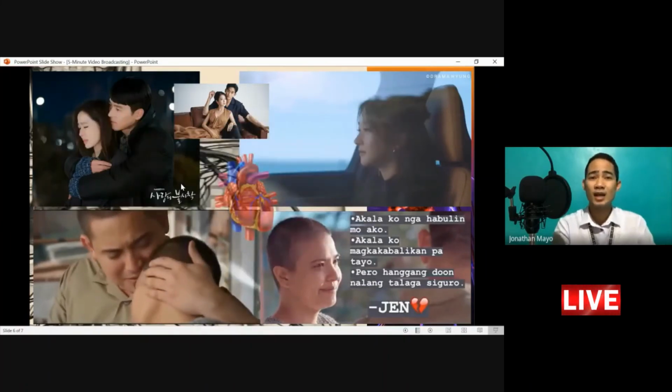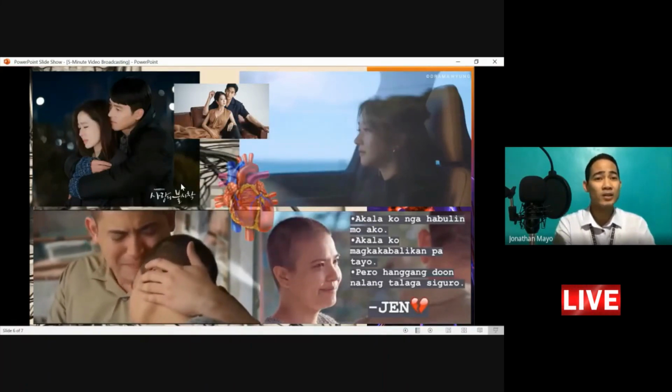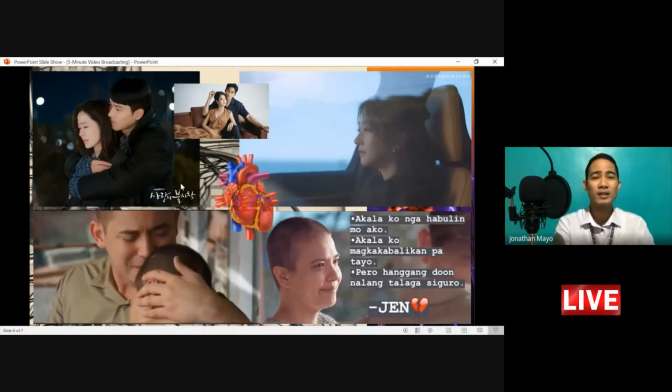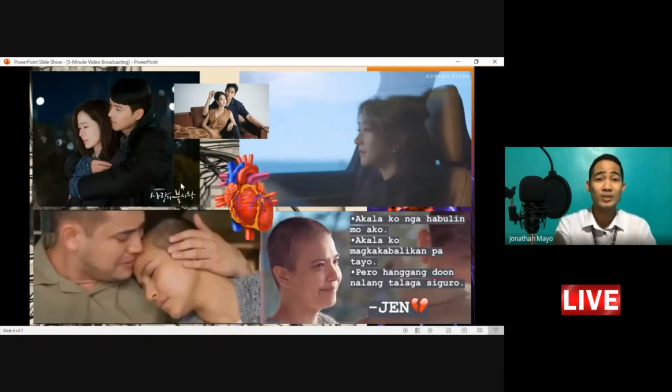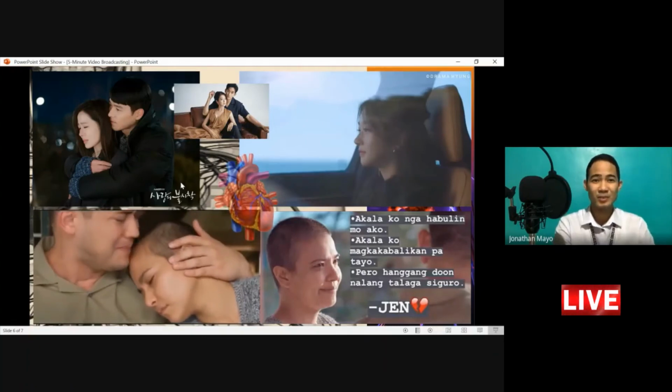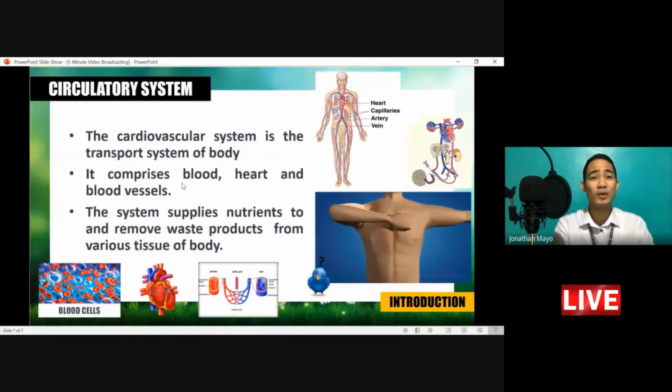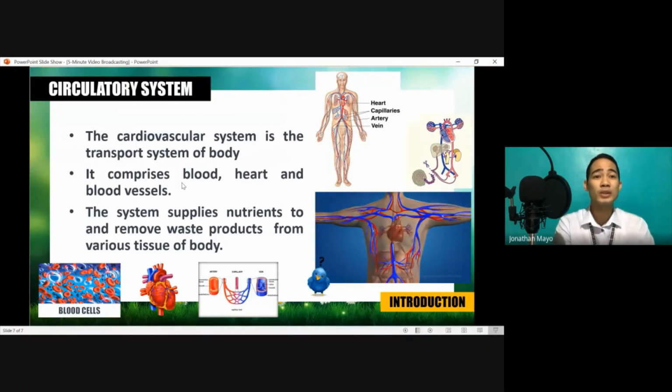In this discussion, we will now identify and determine the physiological function of our hearts and the other components related to it. So let's proceed. The circulatory system, or well-known cardiovascular system, is the transport system of the body. It is transporting nutrients and the needed materials of our body, of the cells, tissues, and other organs.